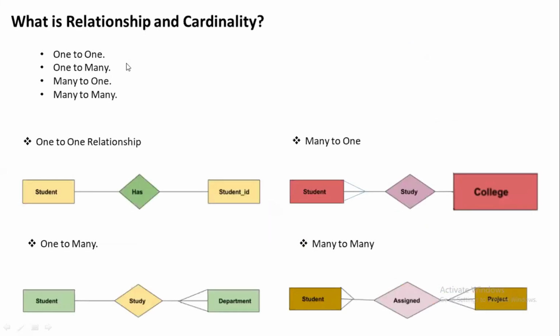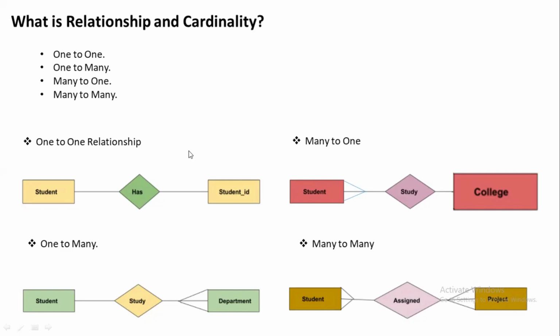So when we come to the relationship or cardinality, the main third concept in the ER diagram, we can divide it into main four parts. First one is one-to-one. Second one is one-to-many. And third one is many-to-one, and the fourth is many-to-many. First one is the one-to-one relationship.